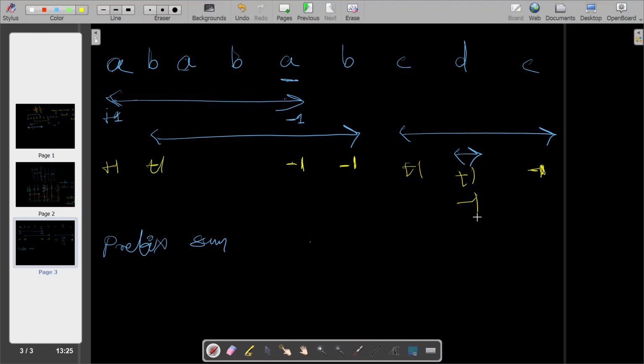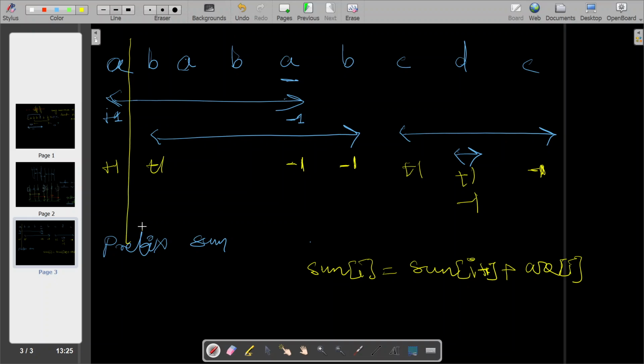Now what we do is prefix sums. How is the prefix sum done? The prefix sum of I is nothing but the sum of I minus 1 plus A of I. So we are keeping the running sum together, like this.